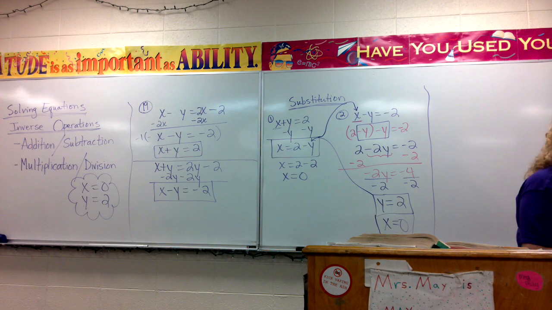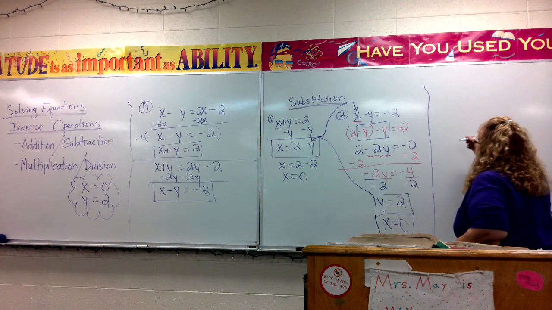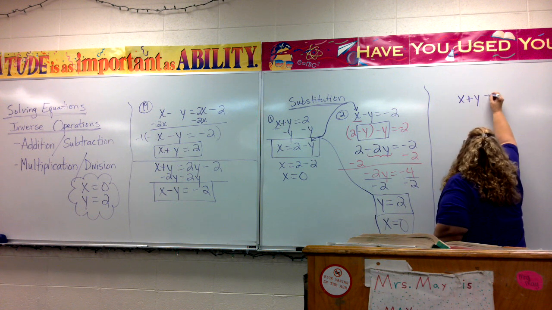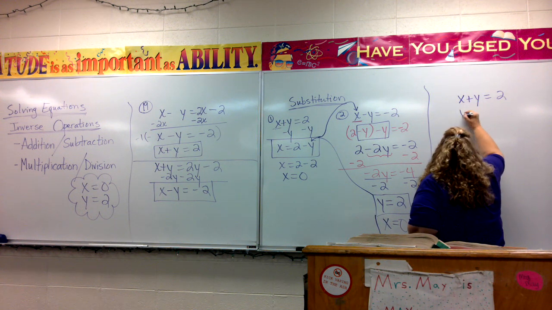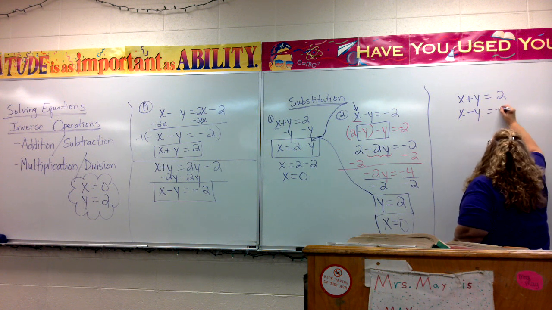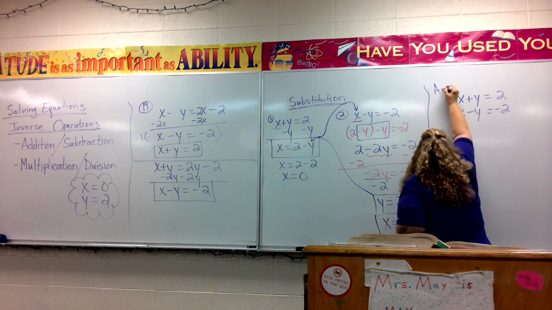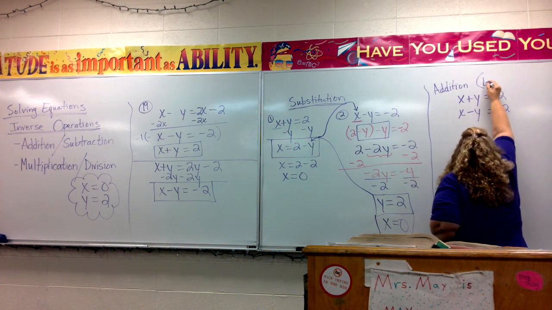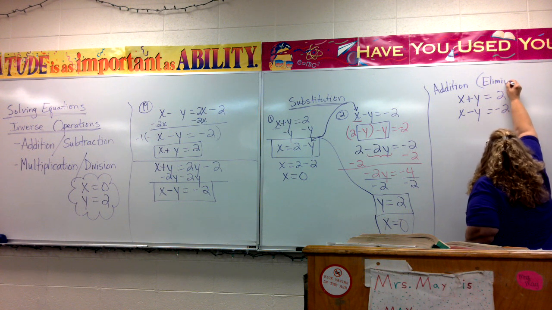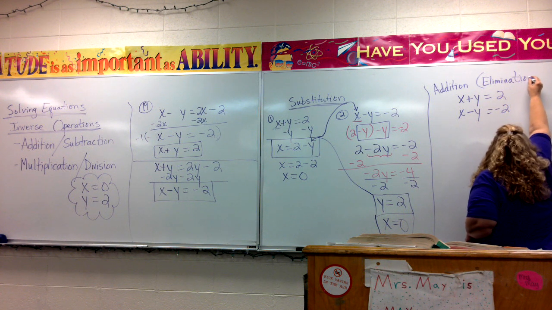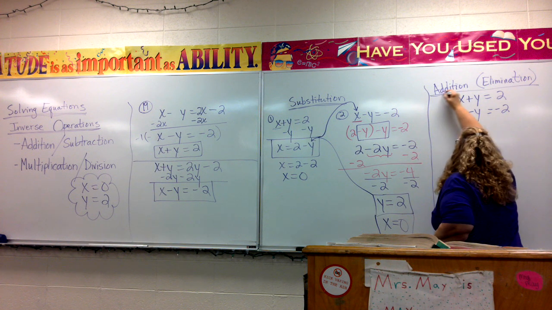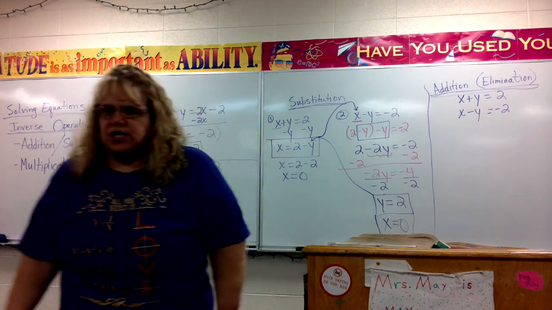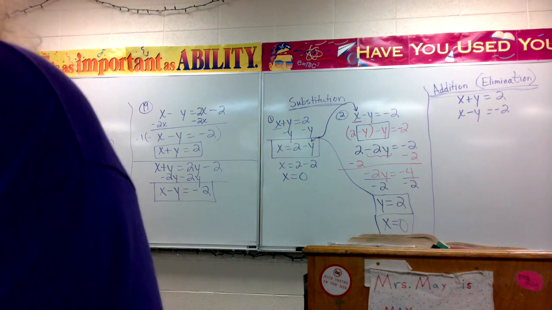Then the other thing you could do with this, I'm going to write those same two equations again. The same exact two, x plus y equals 2, and x minus y equals negative 2. The addition method, or sometimes it's called the elimination method. It's called addition or elimination. What do you do when you eliminate?